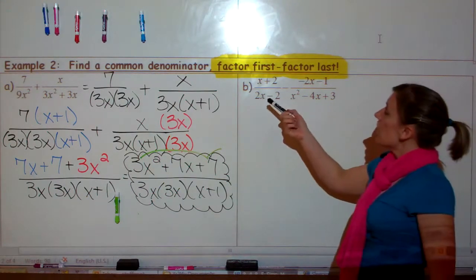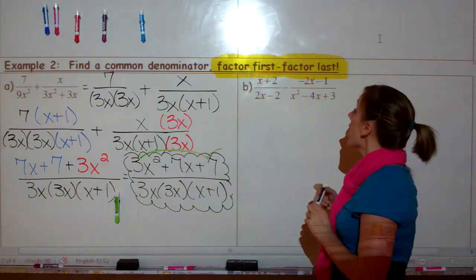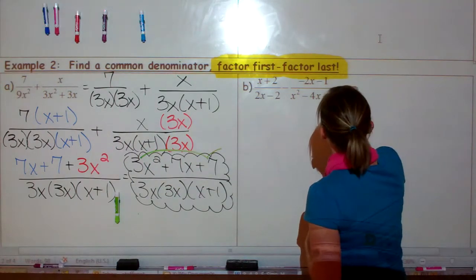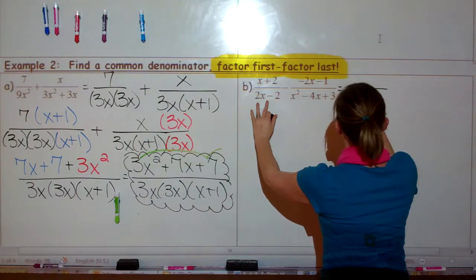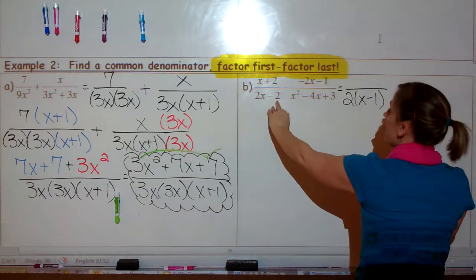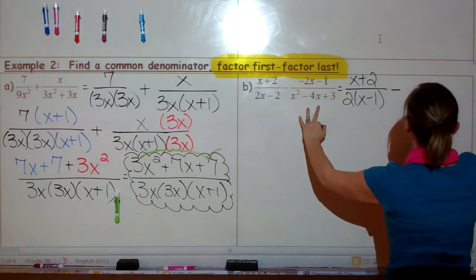All right, so our phrase is factor first. Factor first. That way we can compare the denominators better. All right, so the way we factor this is the GCF. All right, and then we've got x plus 2 on top. And this time we're subtracting.